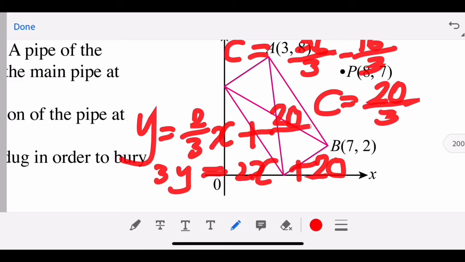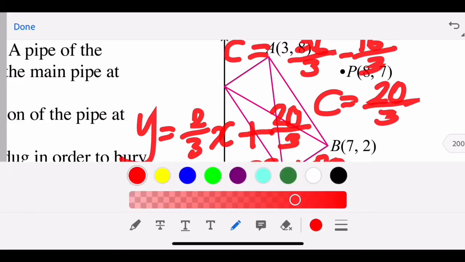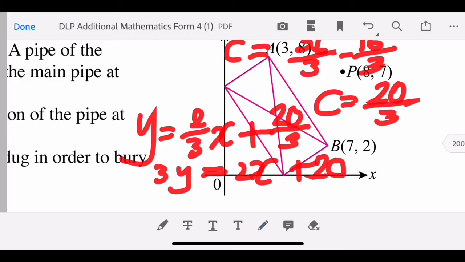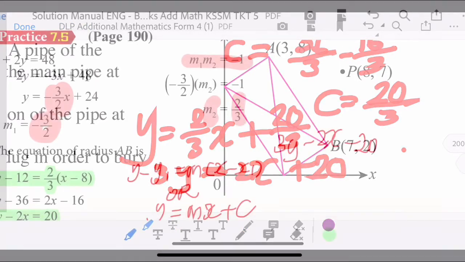Okay, there are two methods to find the equation of tangent. The easiest one is y equal to mx plus c. Or you can use y minus y1 equal to m times x minus x1. But I think you're used to this first method, so no harm, you can continue the same way.